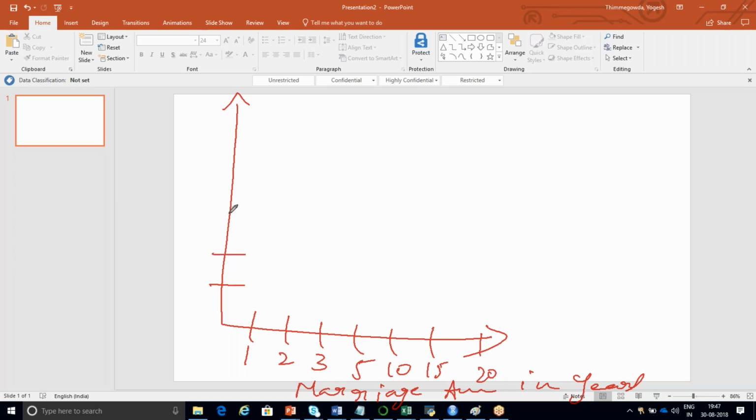Now what should be your y-axis? Anyone try? Age? No, I don't want to put age. Will your age come down? No, I'll put it as your life expectancy.